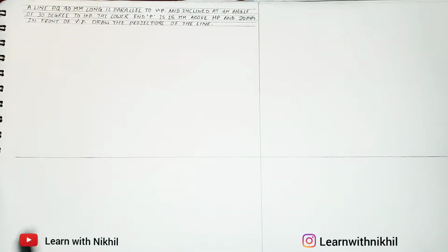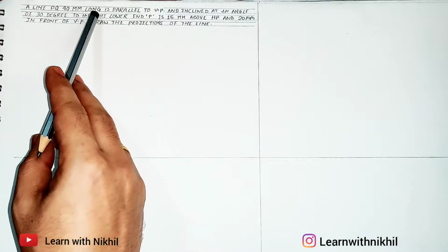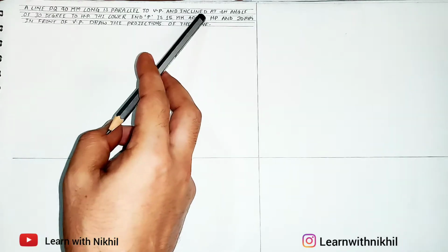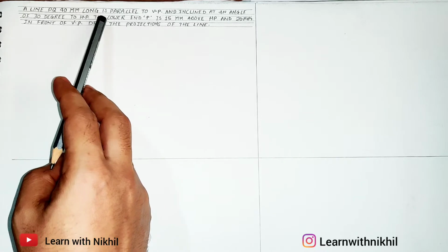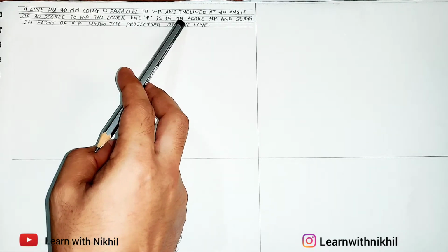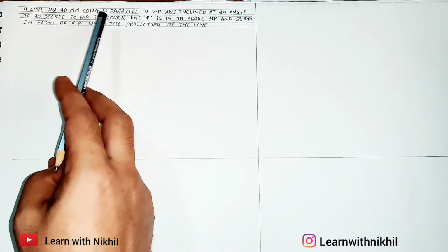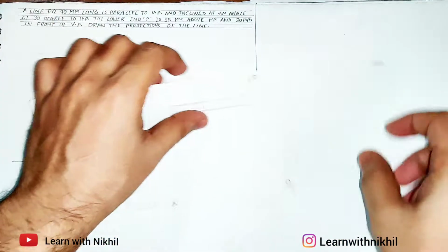So now moving towards the sum, the question says a line PQ 40 mm long is parallel to vertical plane and inclined at an angle of 30 degrees to horizontal plane. Further it says the lower end P is 15 mm above horizontal plane and 20 mm in front of vertical plane. Draw the projection of line.